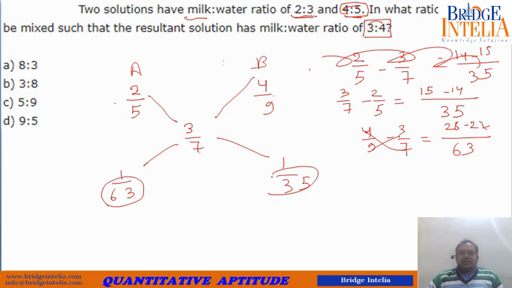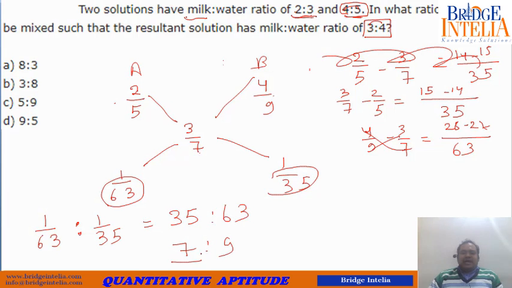So the ratio 1 by 63 is to 1 by 35. So this is 35 is to 63, 7 is to 9, 5 is to 9, because both these are multiples of 7. So if you cancel them out, 5 is to 9.